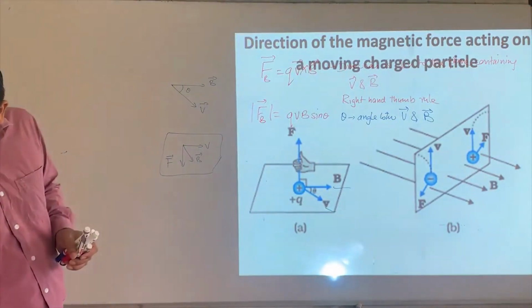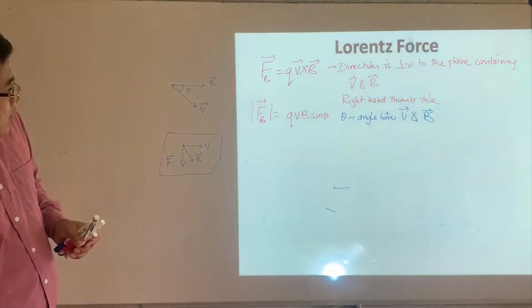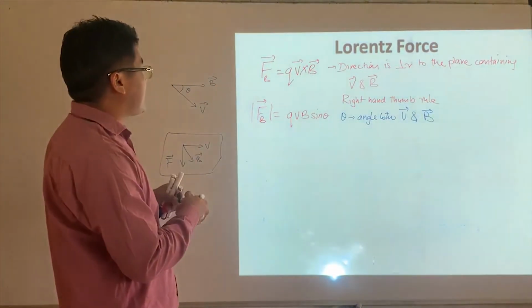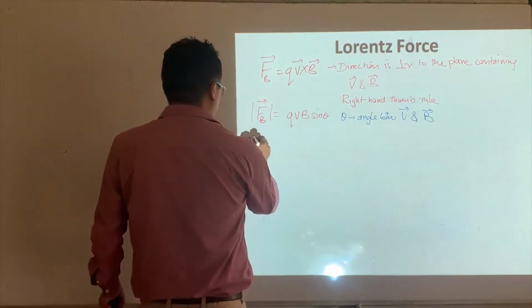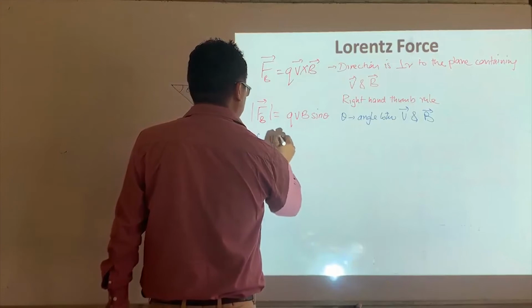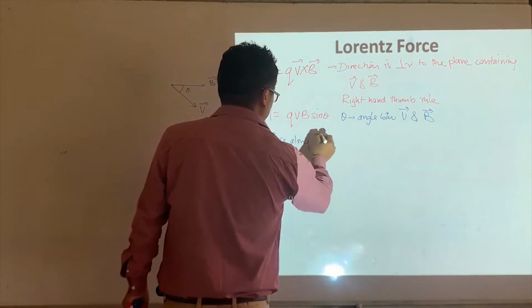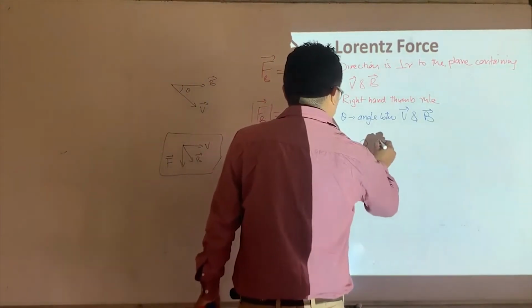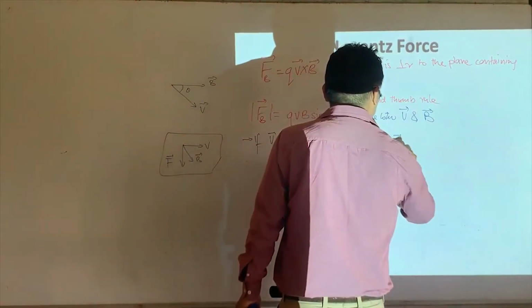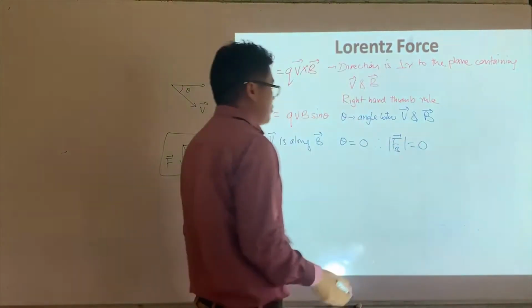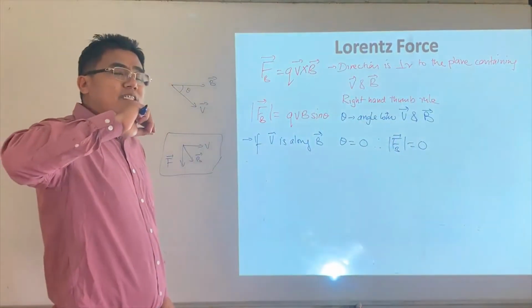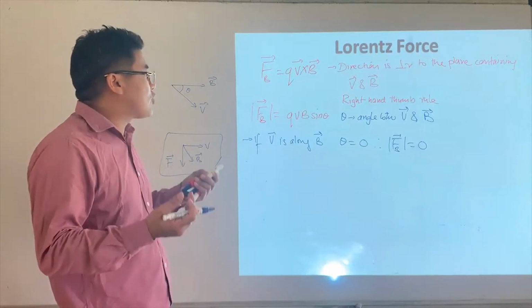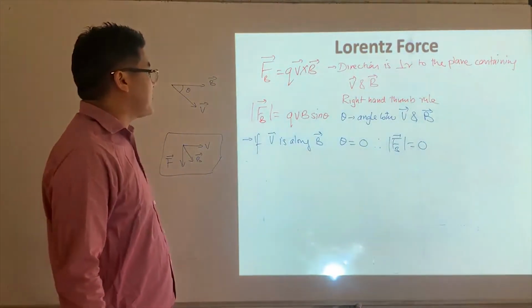So now let's do a small discussion on this. This tells us that if V is along B, then theta would be equal to 0. Therefore, force is going to be 0. That is, there is no force. If a charge is moving along a magnetic field, then the charge does not experience any force, right?